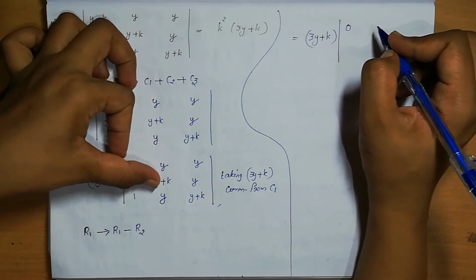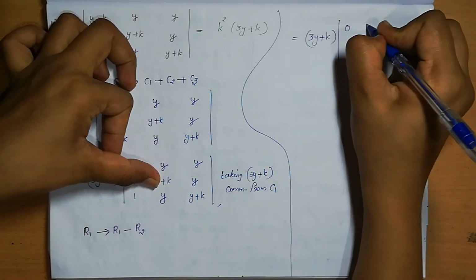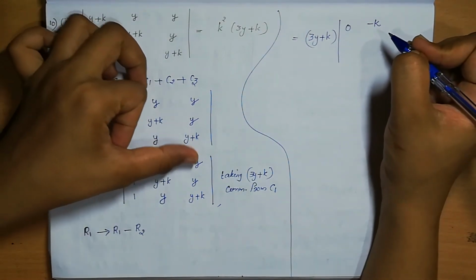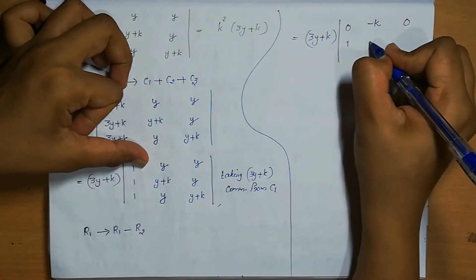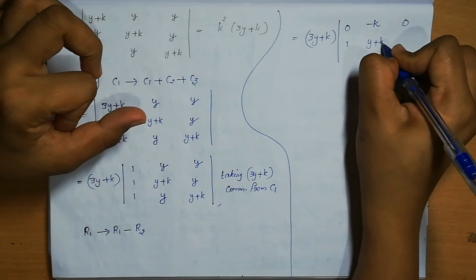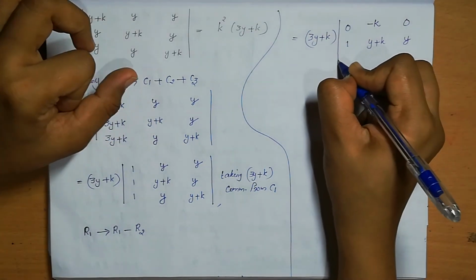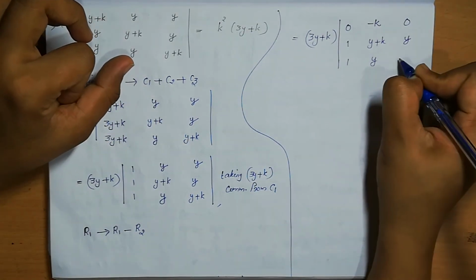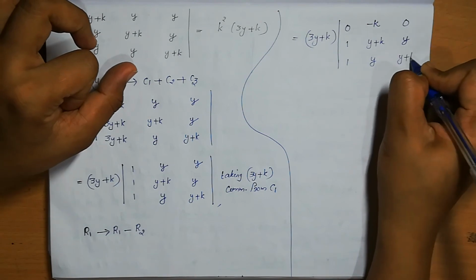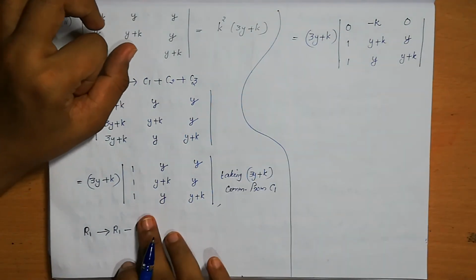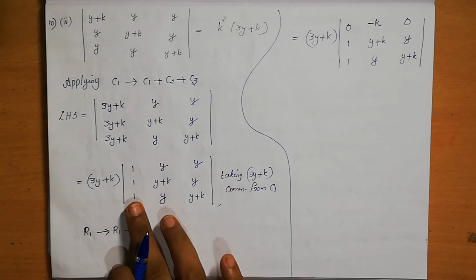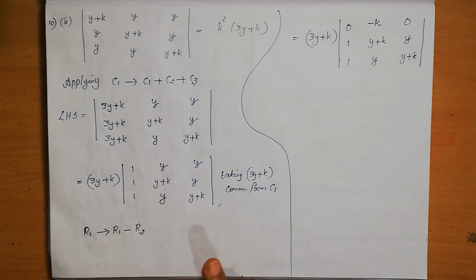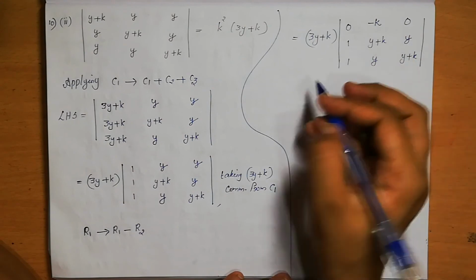Y minus y, so 0 minus k. Next y minus y is 0. Then 1, y plus k, y; 1, y, y plus k. Here also, if you want, we can apply one change: R2 minus R3 we can also apply here. So the expansion becomes more easy. Anyway, this is also fine.